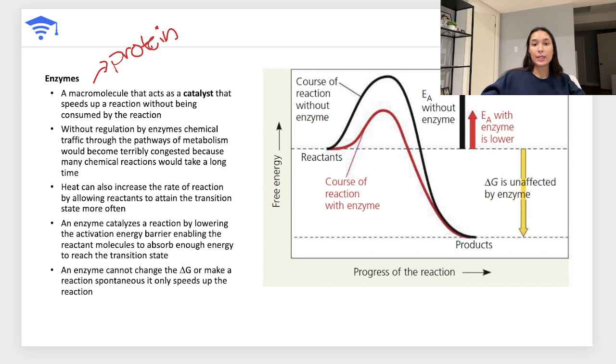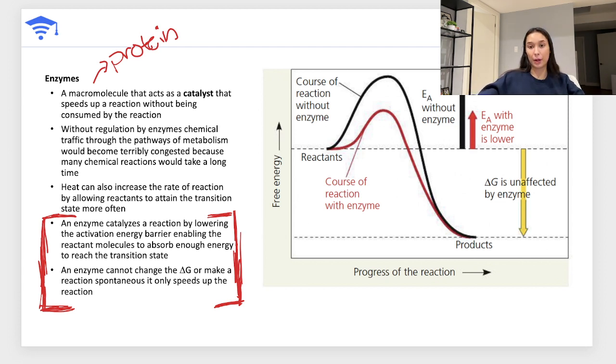So an enzyme catalyzes a reaction by lowering the activation energy, enabling the reactant molecules to absorb enough energy to reach the transition state. And that's probably the most important thing that you're going to get out of this masterclass. This part here is the most important. You need to know the mechanism by which enzymes speed up chemical reactions, okay? And that is by lowering activation energy, so that the reactants then have to absorb less energy to get over their activation energy barrier.